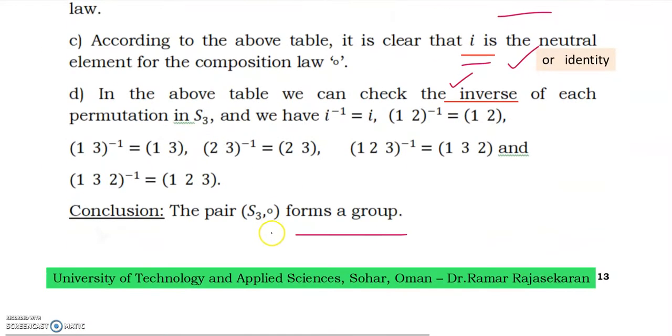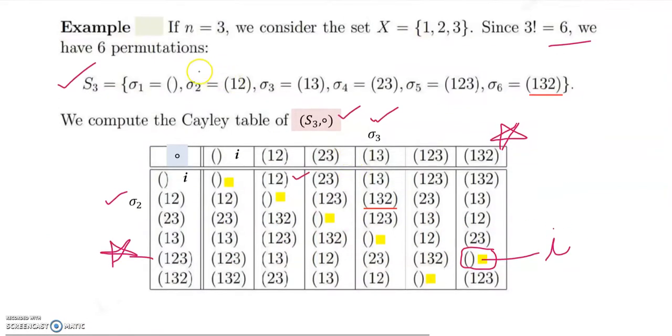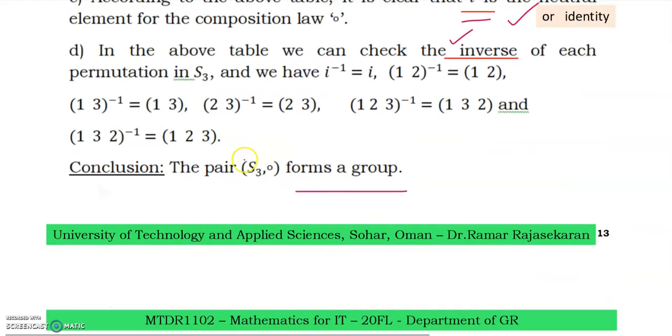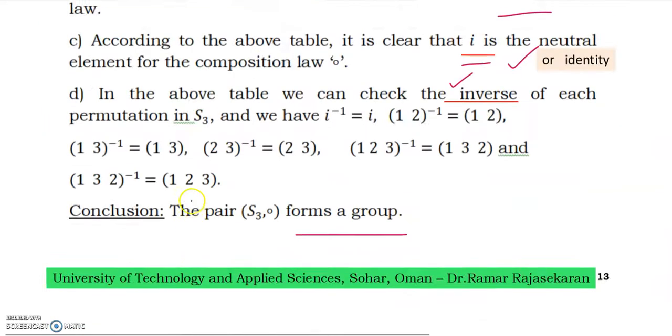Now what is the last one? Inverse property. What is the inverse property? You mark the identity element, that's what I did. This is the identity element I, because sigma 1 is the identity element, that's what I am writing here. I is nothing but sigma 1, which maps 1 to 1, 2 to 2, 3 to 3. That's the identity element.